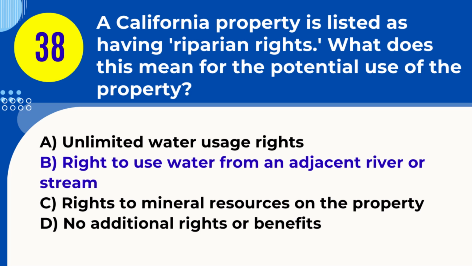Answer. B. Right to use water from an adjacent river or stream. Explanation. Riparian rights in California grant a property owner the right to reasonably use water from a river or stream that the property is adjacent to, subject to certain limitations and the rights of other users.